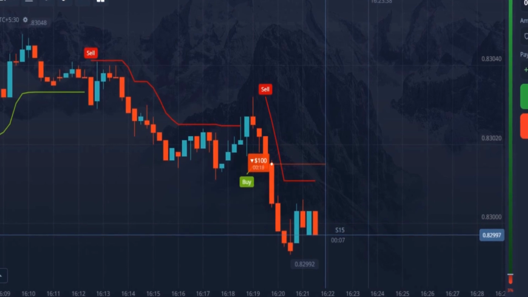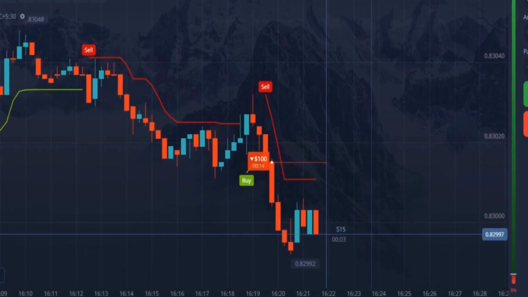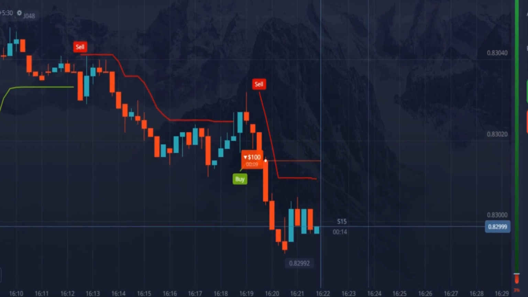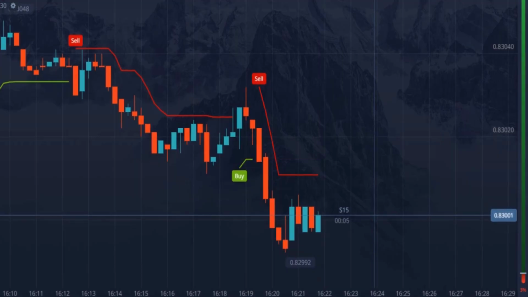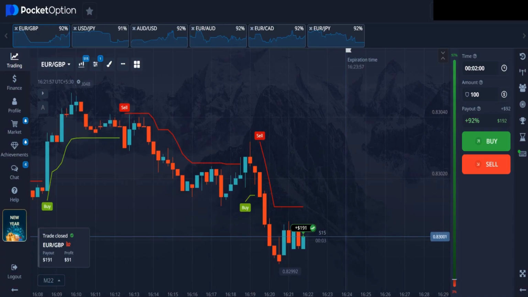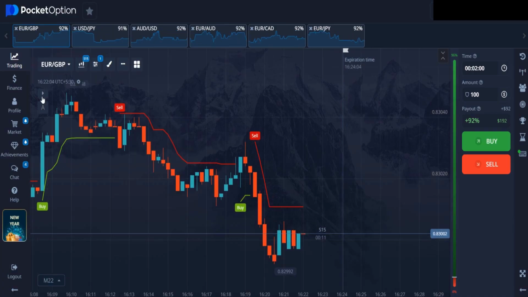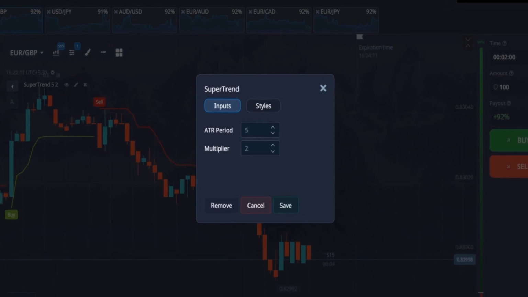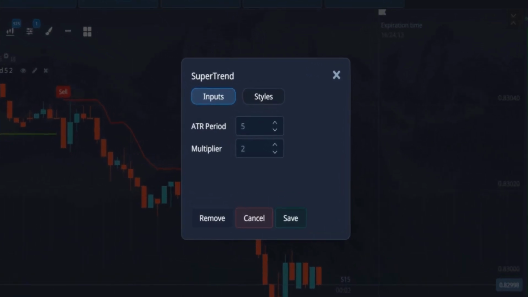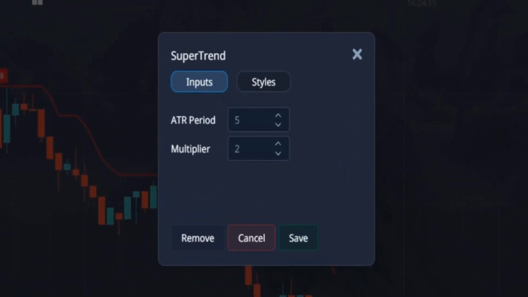Let's find out the results soon. We've won this trade as well. Now let's move on to the settings of the Super Trend indicator. For this strategy, we need to adjust the Super Trend settings a little. Set the ATR period to 5 and the multiplier to 2.